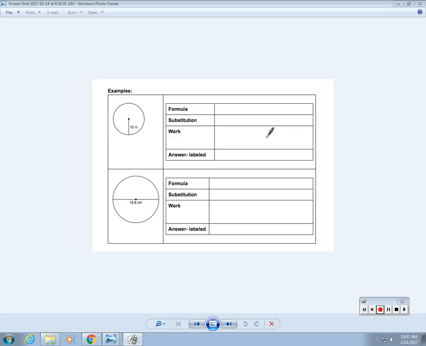Because there's always going to be a 2. If you're multiplying 2 times 3.14, it's always going to be 6.28. It's not going to change. Okay, so now what do we have to multiply 6.28 by? 12. So times 12.